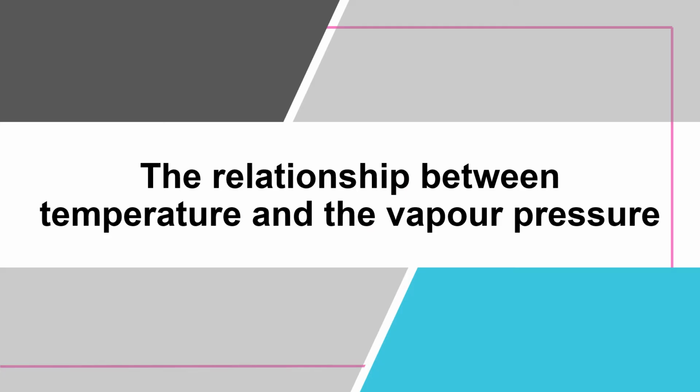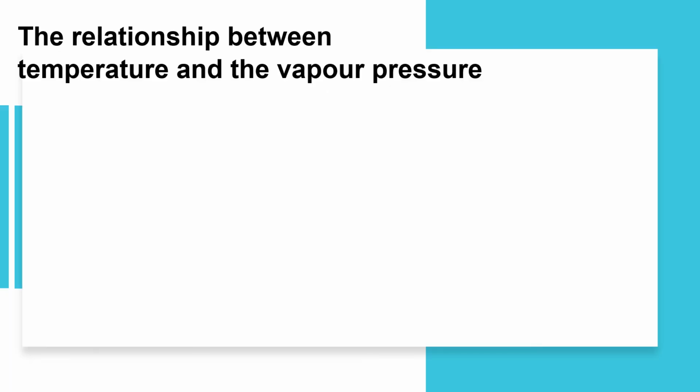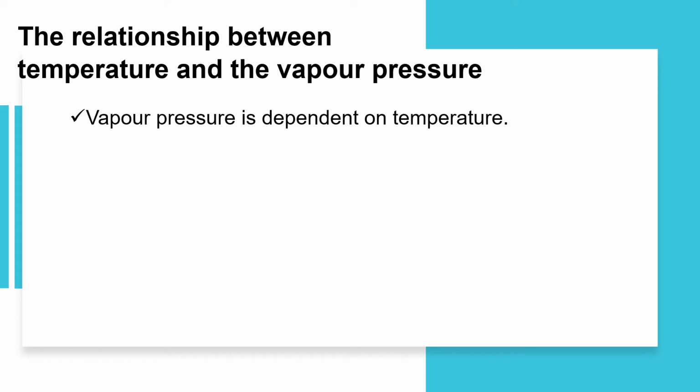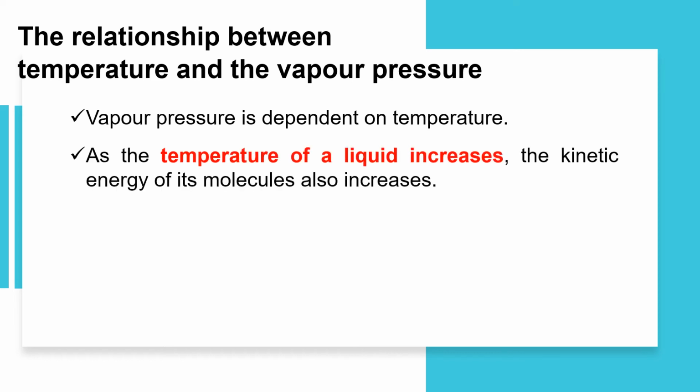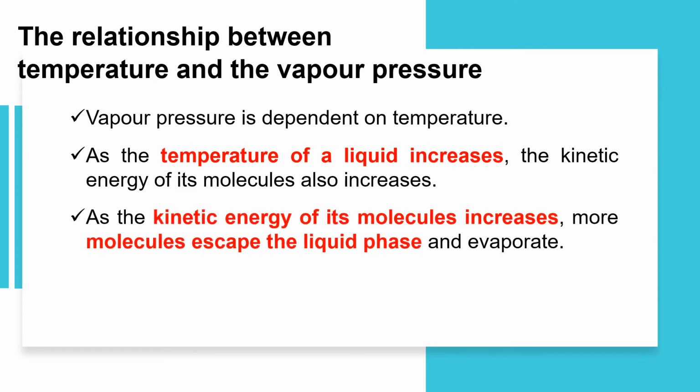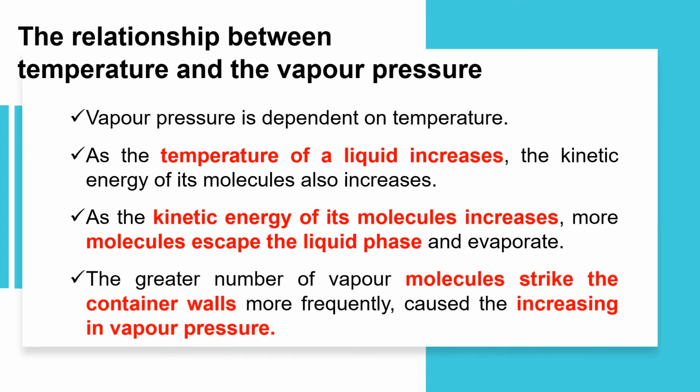How do we describe the relationship between temperature and vapor pressure? Vapor pressure is dependent on temperature. As the temperature of a liquid increases, the kinetic energy of its molecules also increases. As the kinetic energy of its molecules increases, more molecules escape the liquid phase and evaporate. The greater number of vapor molecules strike the container walls more frequently, causing an increase in vapor pressure.